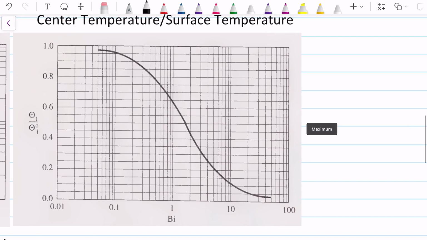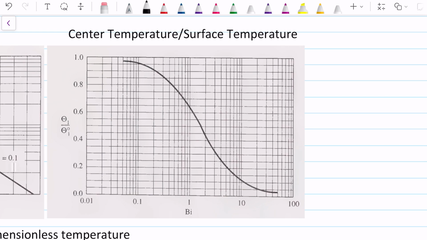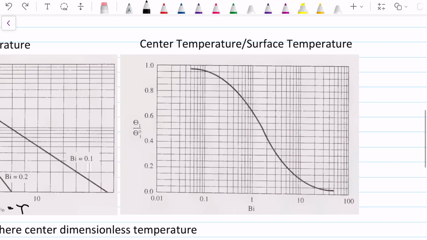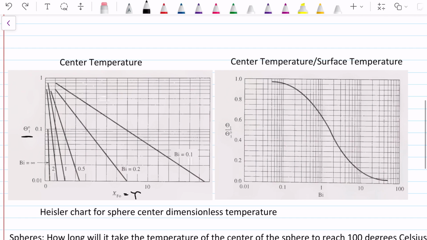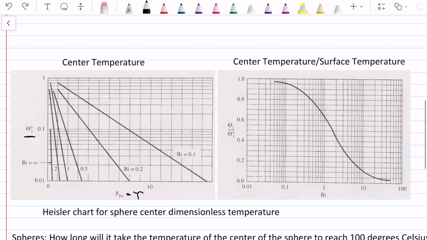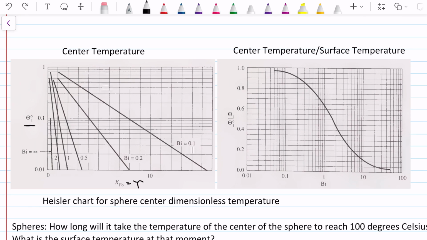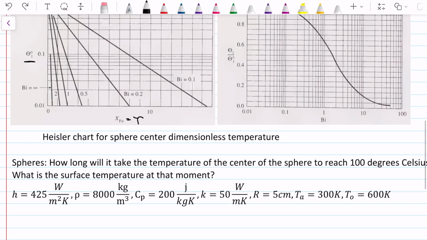And then we also have another one that relates center temperature divided by surface temperature, so that's what this is, over our Biot number. These can be convenient for getting graphical solutions, and can be a little more convenient than trying to get analytical solutions, which become difficult with these transient problems.